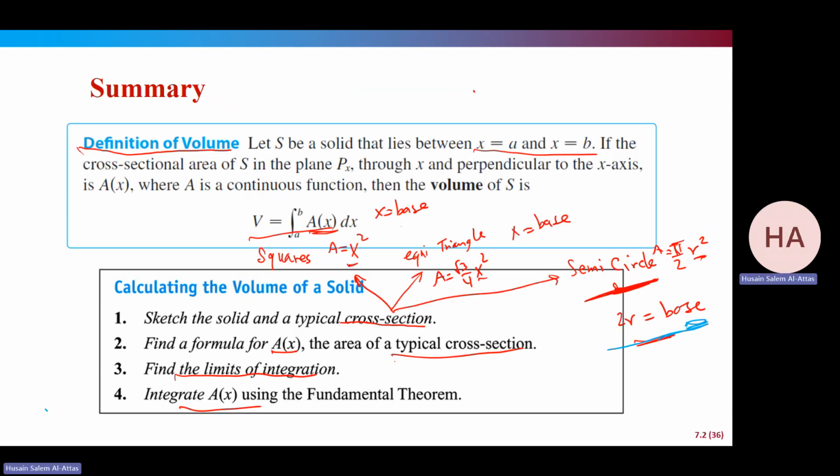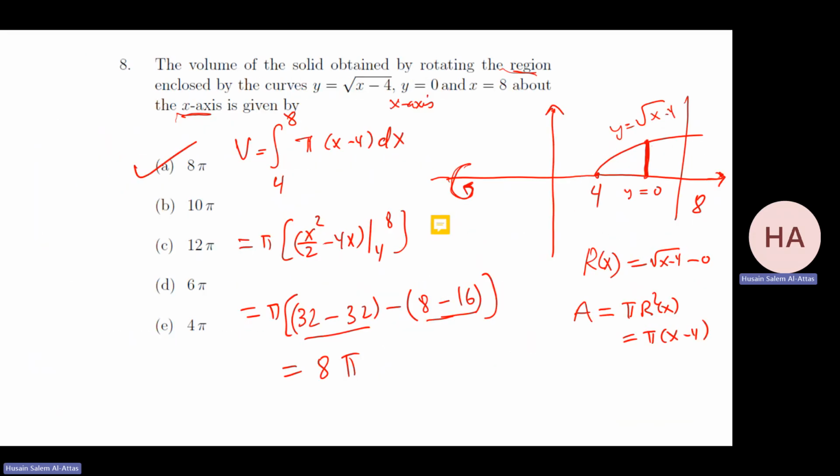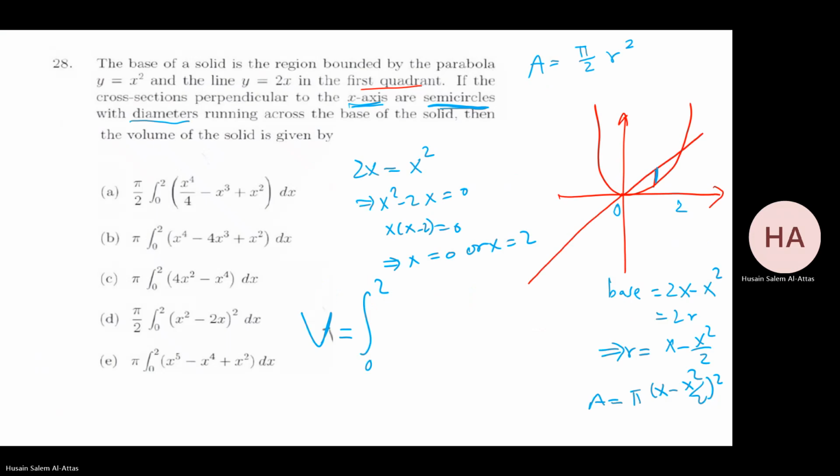It is perpendicular to the x-axis, so I deal in terms of x. Perpendicular to the y-axis, I need to deal in terms of y. I'm doing it in detail just to be sure that we understand it very well. It's my circle now. That will be pi, outside. This is square.